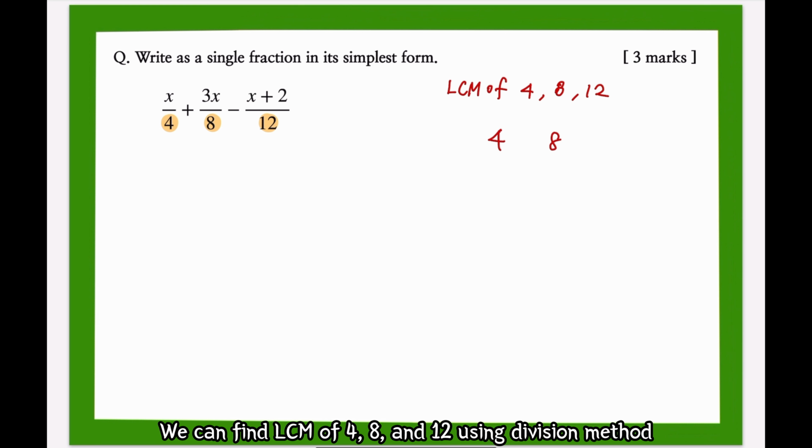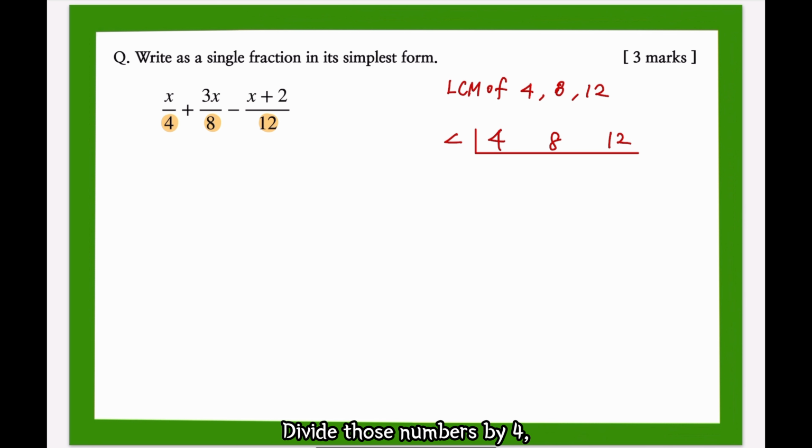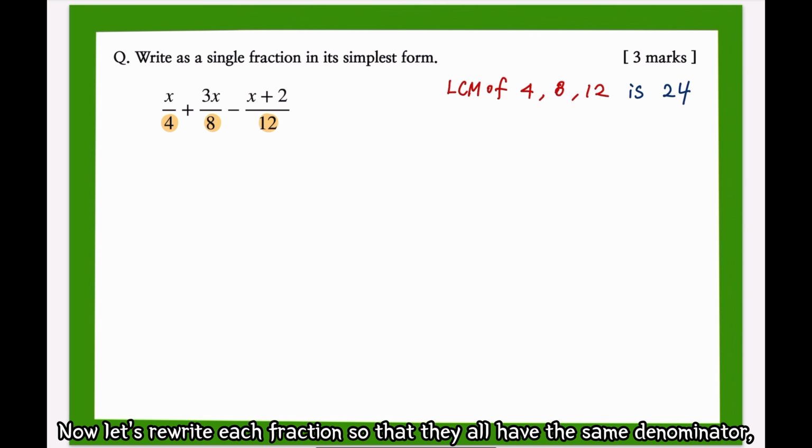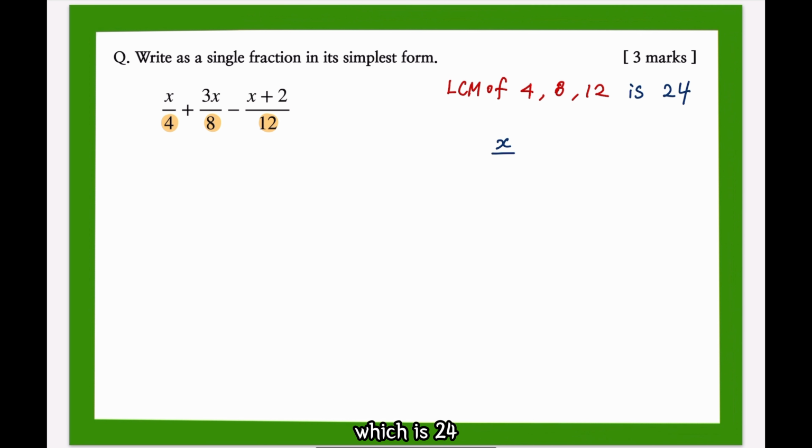We can find the LCM of 4, 8, and 12 using the division method. Divide those numbers by 4, we get 1, 2, and 3. Multiply those results to get the LCM. Then the LCM is 24. Now let's rewrite each fraction so that they all have the same denominator, which is 24.